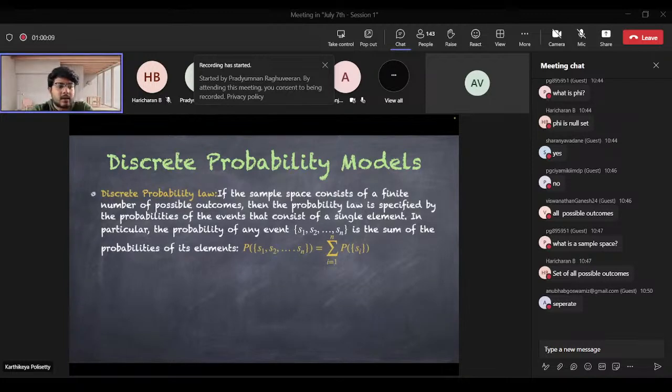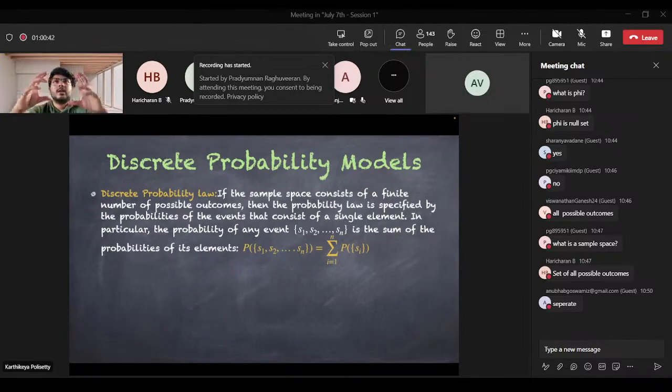Discrete probability law. If the sample space consists of a finite number of possible outcomes, then the probability law is specified by the probabilities of events that consist of a single element. In particular, the probability of any event {S1, S2, ..., Sn} is the sum of the probabilities of the individual events: P({S1, S2}) is equal to the sum of the individual events.